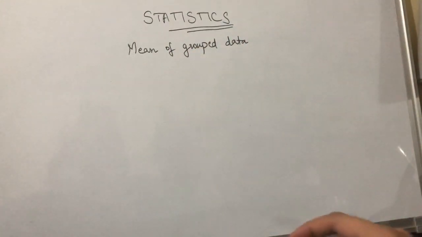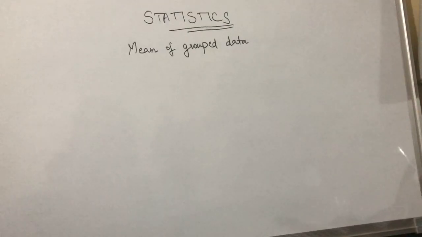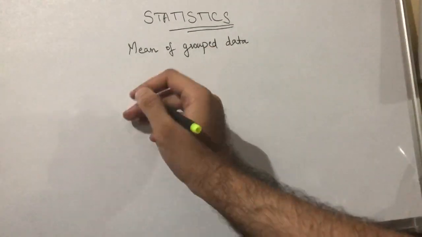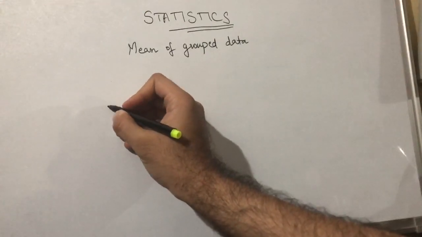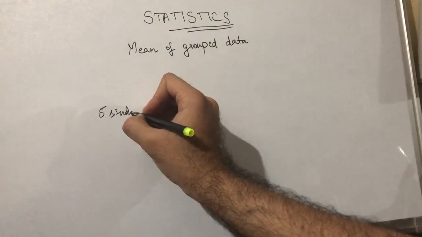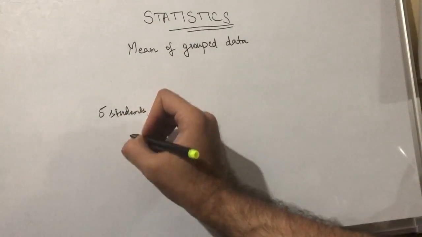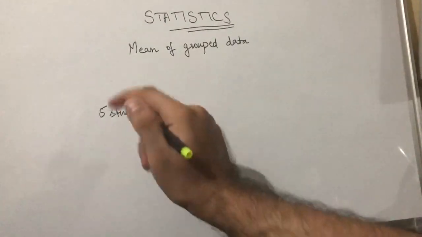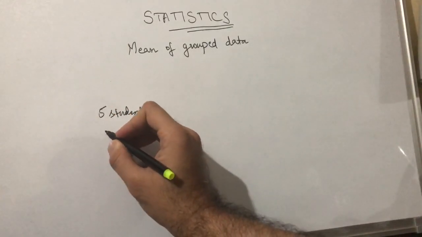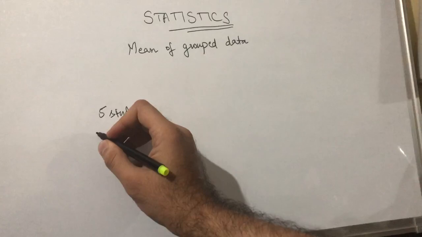Alright, so before we get into the explanation of what mean is, let's take a small example. Let us consider a classroom, and let's say the classroom has 5 students, and we'll consider their marks in any of the subjects. Let's say we consider their marks in science. Each of the 5 students will have their own marks.